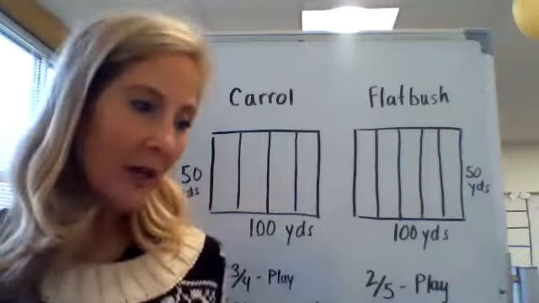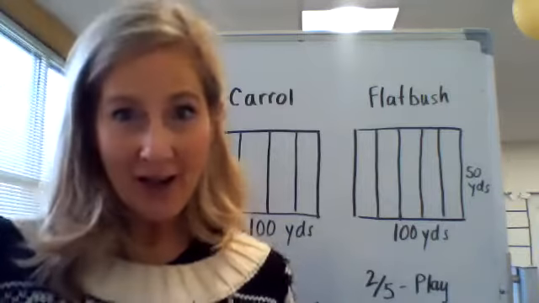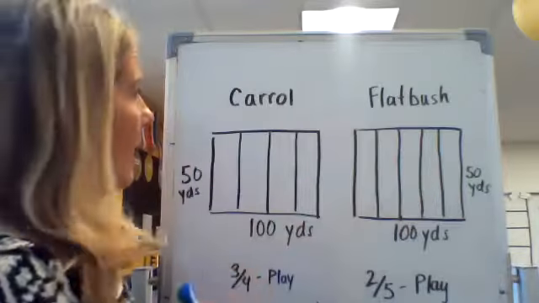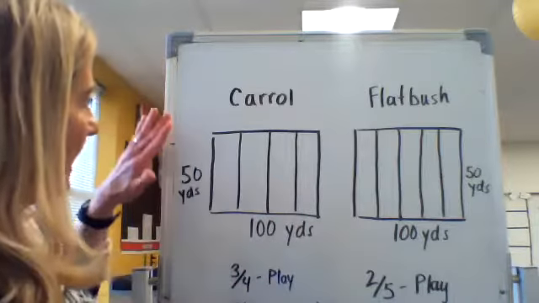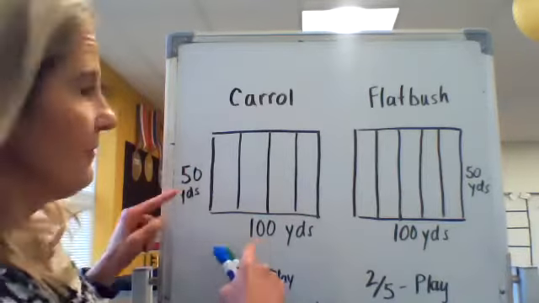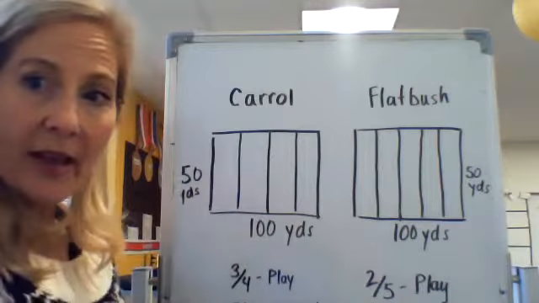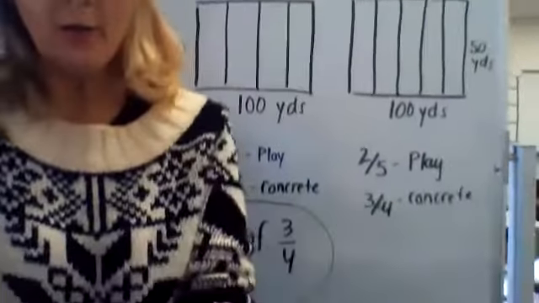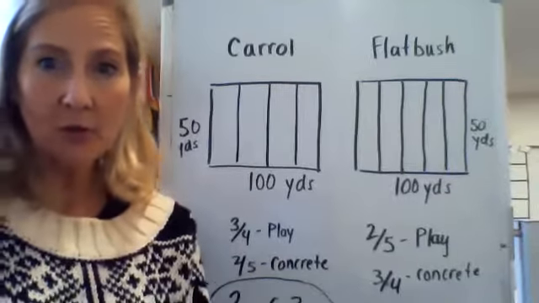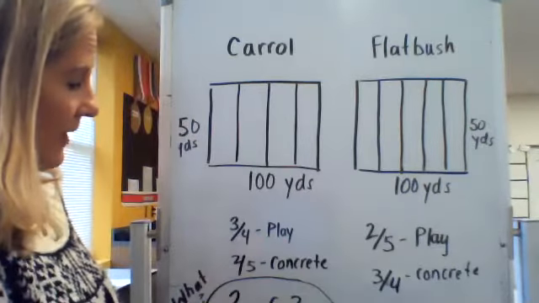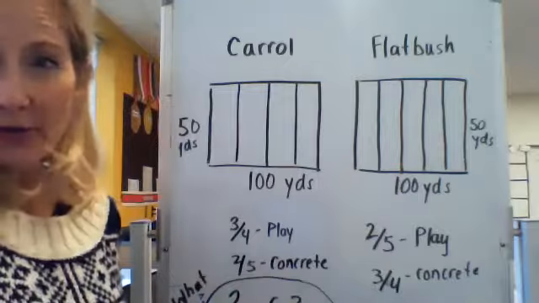Okay, we're going to do a quick congress about comparing play areas. So in the problem, you had two playgrounds and they were both the same size, 50 yards by 100 yards. And in this one at Carroll, they gave us a description of how much was going to be play area and how much was going to be concrete. So 3/4 was play area and 2/5 was concrete.